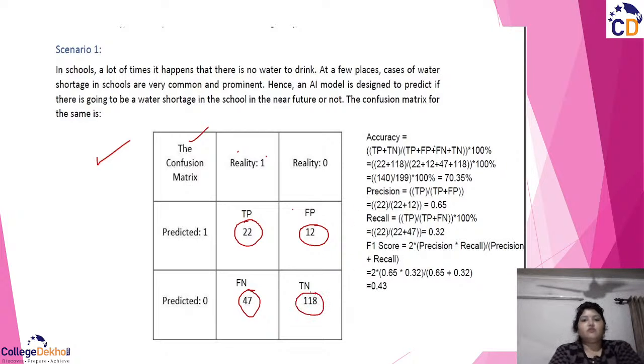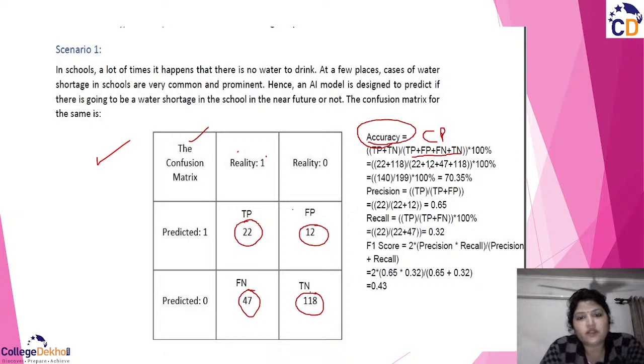We know the formula of accuracy. True positive, TP, is when we are talking about the correct predictions. Accuracy basically tells you about the correct predictions. So correct predictions, true positive plus true negative, upon the total number of cases, into 100. So true positive is 22, plus 118, divided by all the cases: 22 plus 12 plus 47 plus 118. This is how we get the accuracy of a model. Now we get the percentage: it is a 70% accurate model.